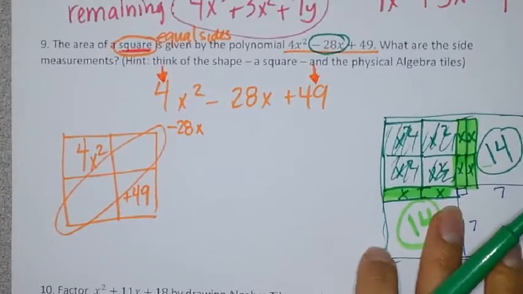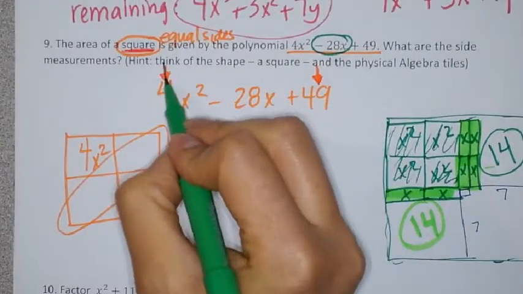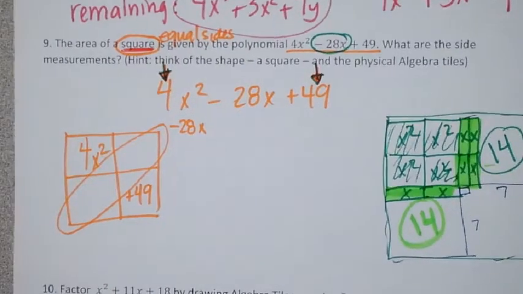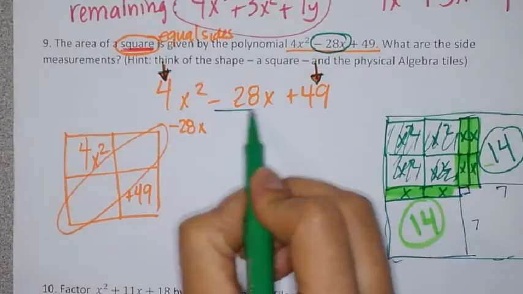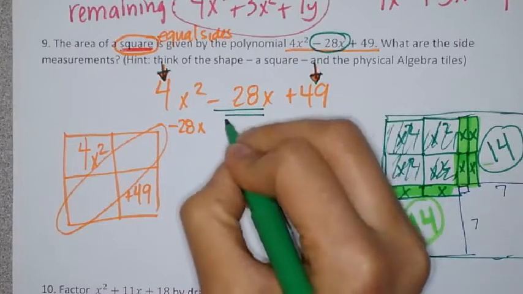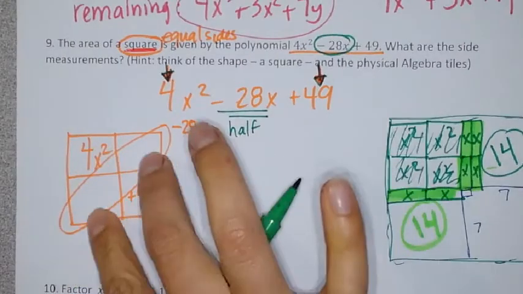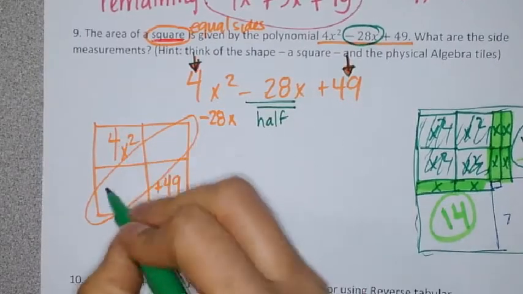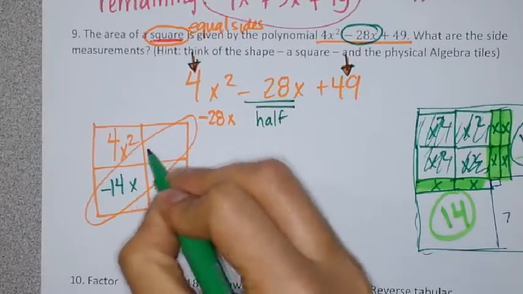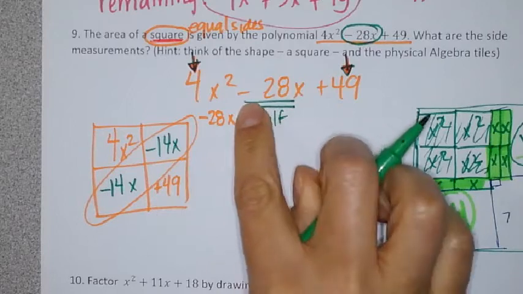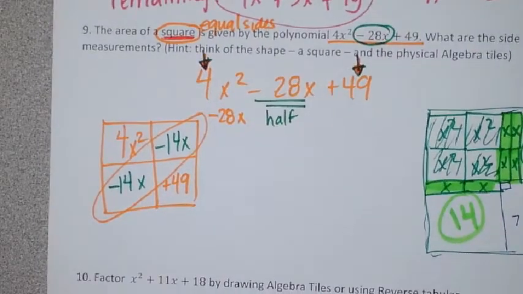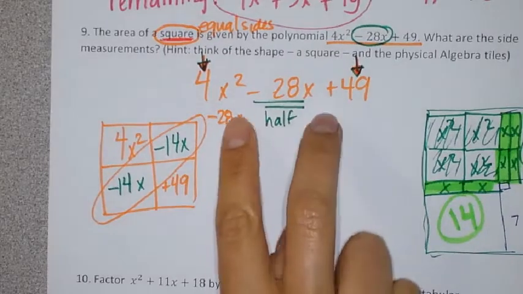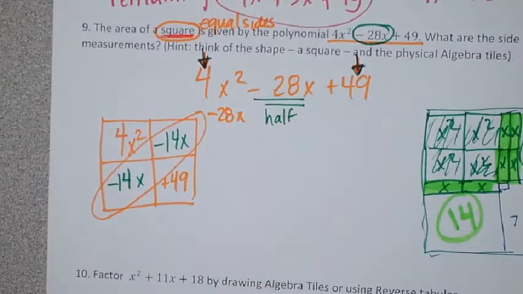So, let's go back to this. Every time that this is a perfect square and the constant is a perfect square, you're going to half this in half, and that's what's going to go over here. That's going to be your linear term. So negative 14x, negative 14x, because we want a negative number. And you don't have to do AC equal to B because this is a perfect square.